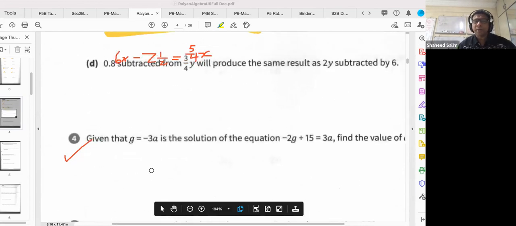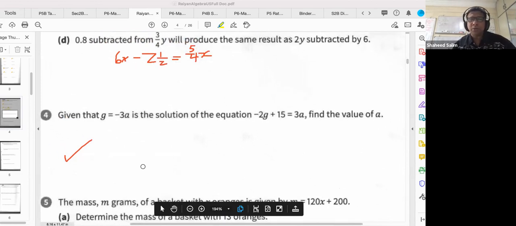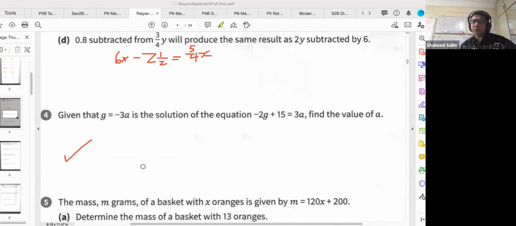Okay, let us go for this one. So we do together. Okay, hold on. Given that G equals to negative 3A is the solution of this, find the value of A. So what they're telling you is G is equal to 3A. You can change this to 3A. Means you write like that. And then can you solve it? Can you try to solve question 4?